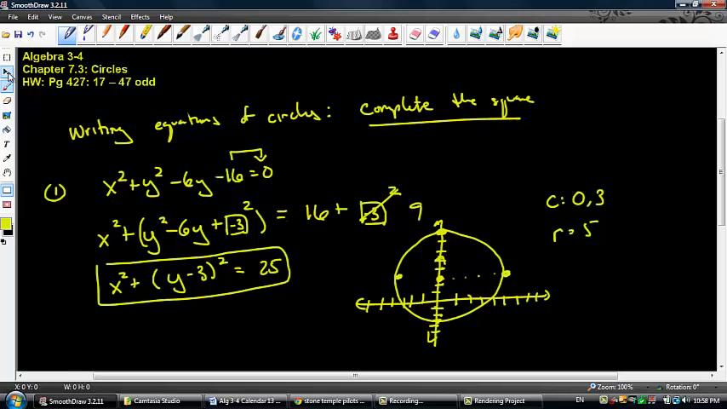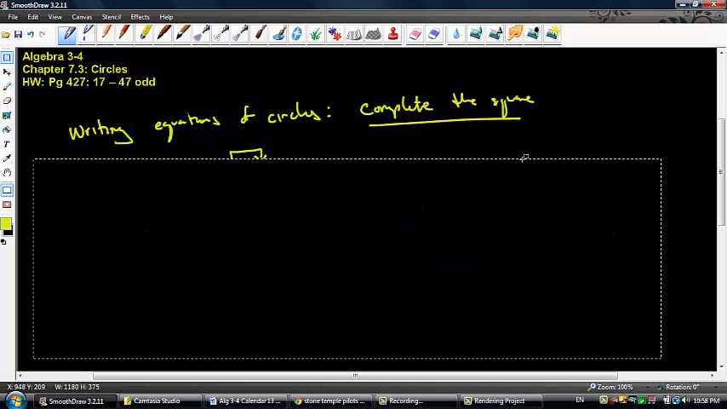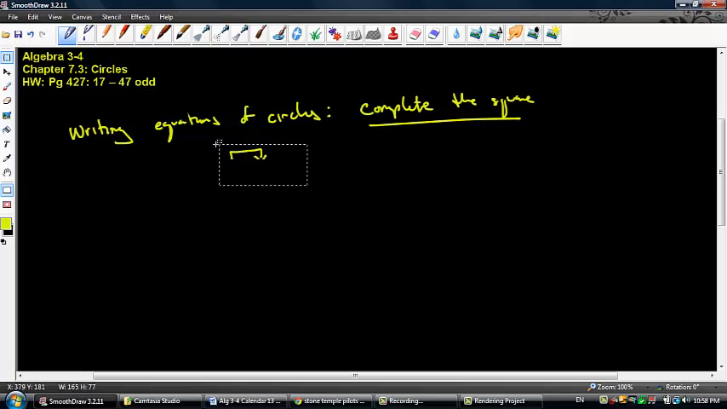Okay, let's do one where you end up having to complete the square twice in one problem. It's actually kind of cool. I like completing the square. I like it so much, I do it twice per problem sometimes. Take a look at number two here.